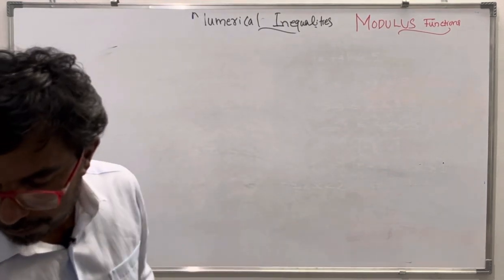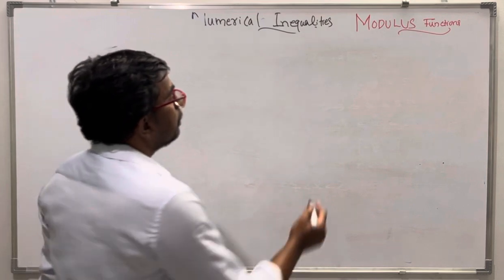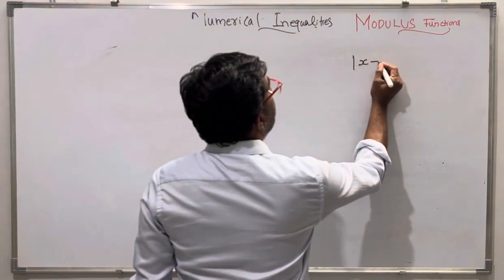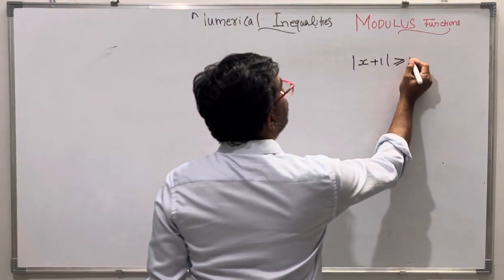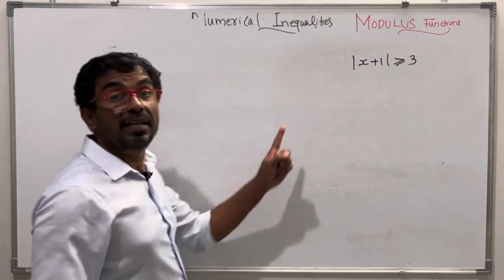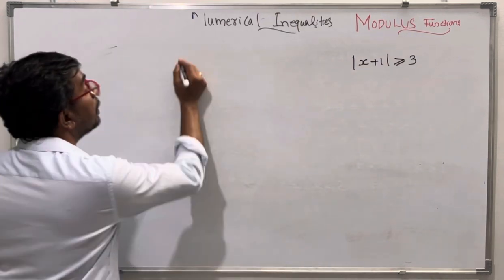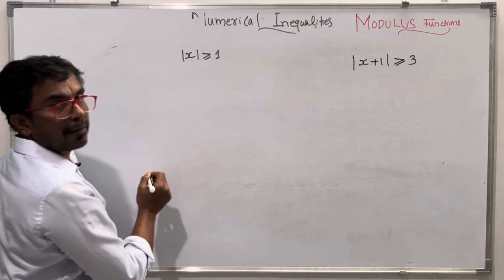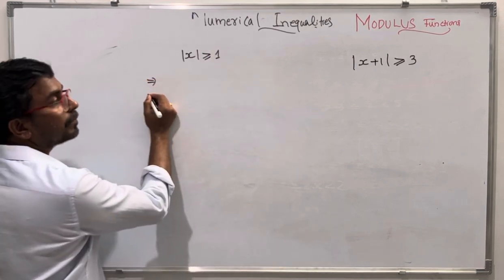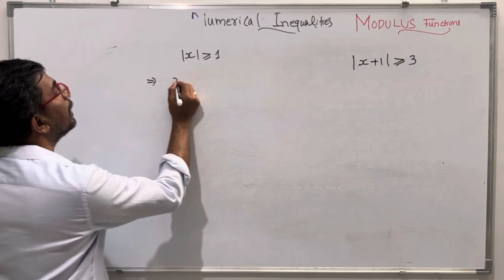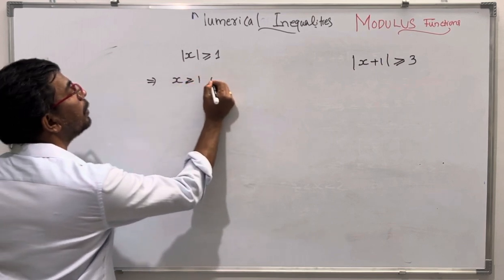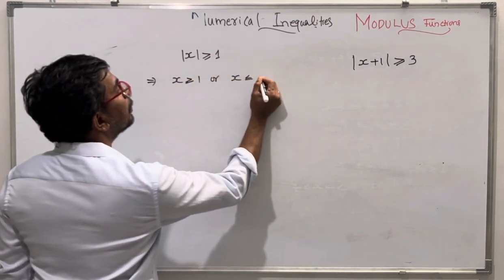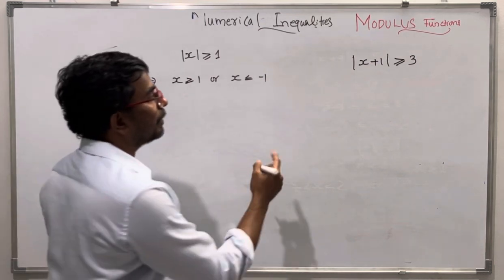Another question. Mod x plus 1 greater than or equal to 3. This is that second type. I should remember what? Mod x greater than or equal to 1. What was the solution I wrote? The solution was x greater than or equal to 1 or x less than or equal to minus 1. The same work I'll do.